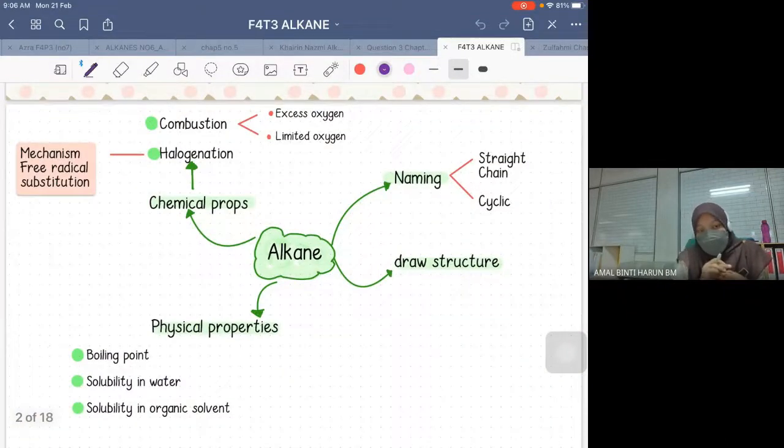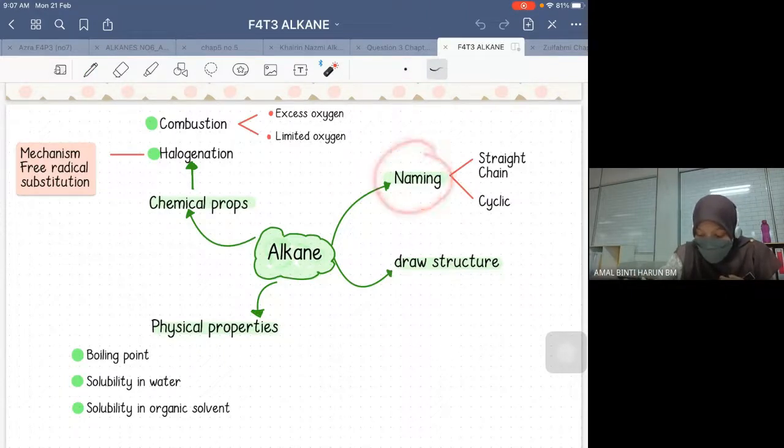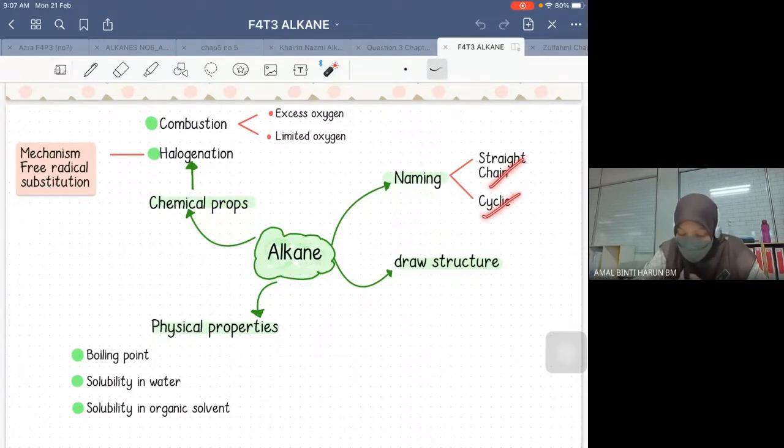setiap chapter nanti in future, setiap chapter please buat mind map sendiri. So, your roughly mind map must have your physical properties and chemical properties. But basically for every chapter, what you are going to learn is how to name the structure and then draw the structure. What are the physical properties and the chemical properties? Okay, for alkane, you need to know how to name straight chain of alkane and cyclic alkane and then draw the structure.